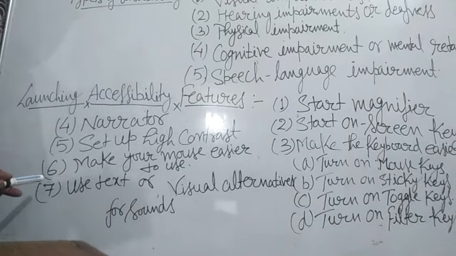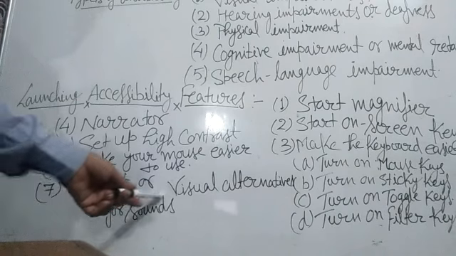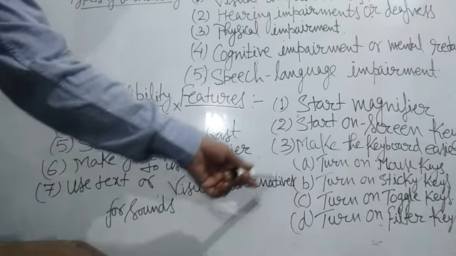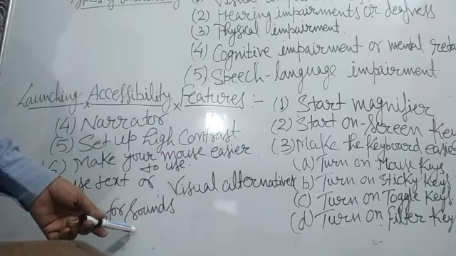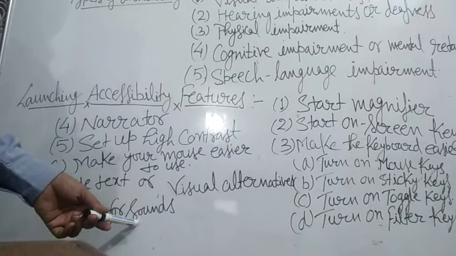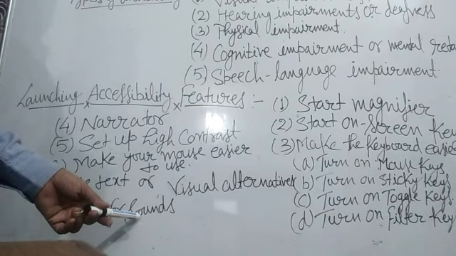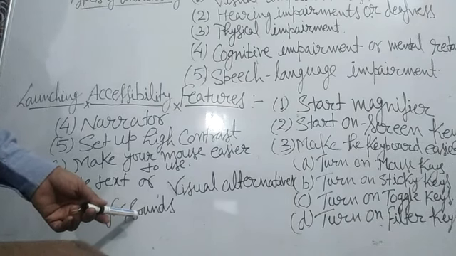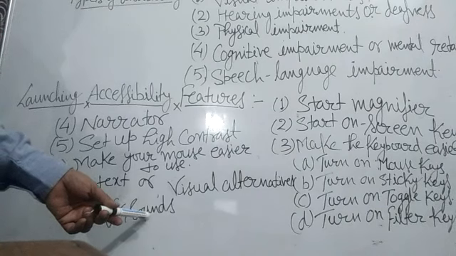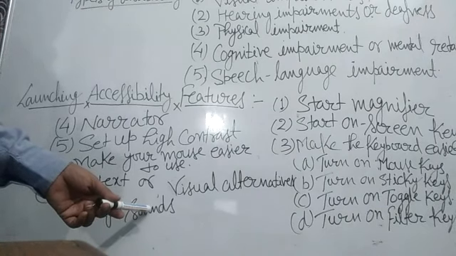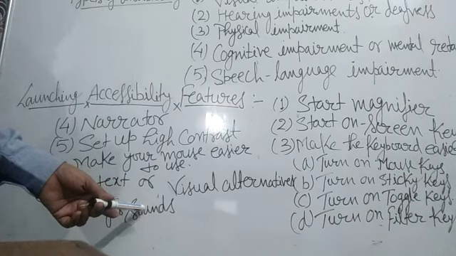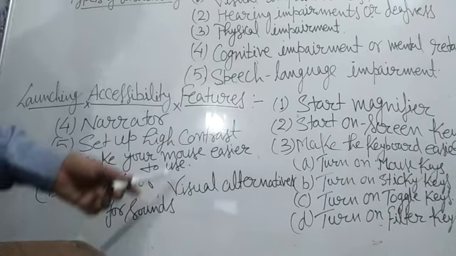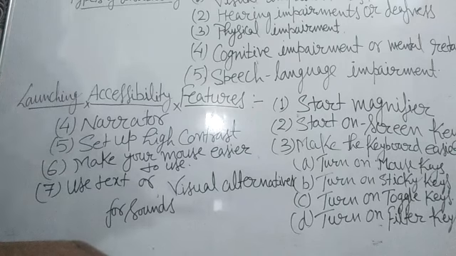Now next I am going to discuss using text or visual alternatives for sound. Sound sentry is designed to help users with auditory impairments. It means you can get a visual cue instead of a sound alert in Windows by changing your settings to enable visual cues alongside audible notifications. Okay students, so these are the things that I have discussed.